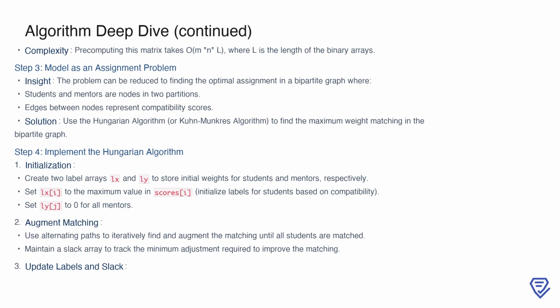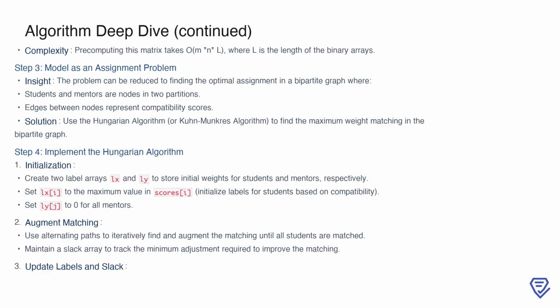Pre-computing the compatibility scores gives us a foundational matrix to work with, and the next step is to model the problem as an assignment problem. In this scenario, we can think of students and mentors as nodes in two separate partitions of a bipartite graph. The edges connecting these nodes represent the compatibility scores we calculated earlier. Our goal is to find the maximum weight matching in this graph, which means selecting the edges that maximize the total compatibility score while ensuring each student is assigned to exactly one mentor.